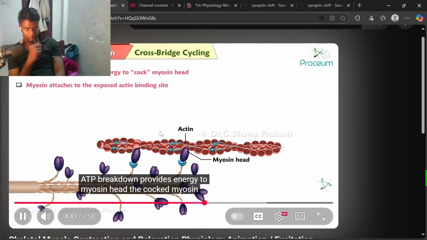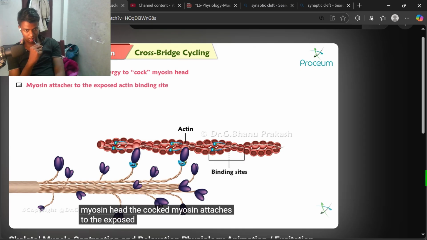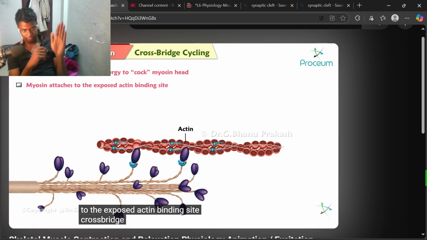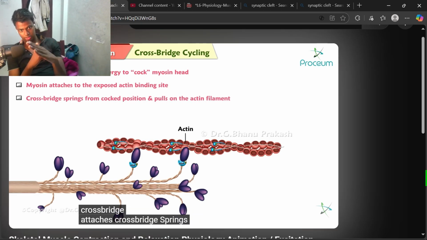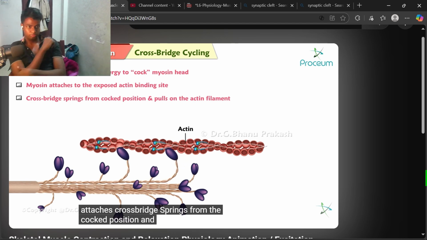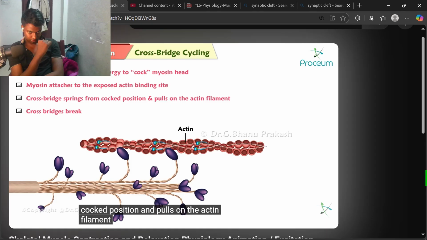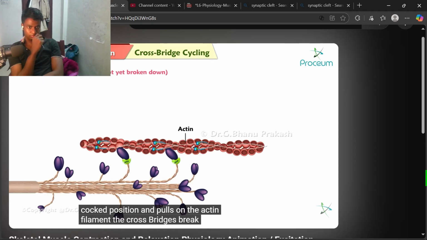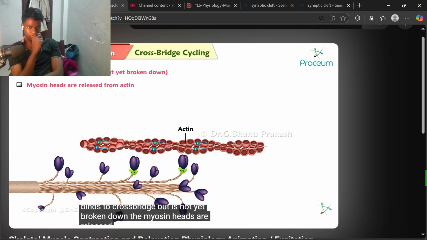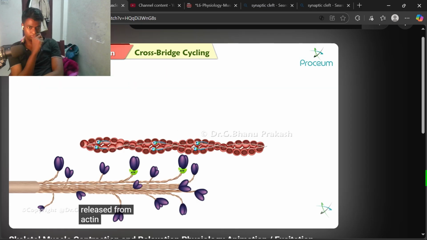The cocked myosin attaches to the exposed actin binding site. The cross-bridge springs from the cocked position and pulls on the actin filament. The cross bridges break. ATP binds to the cross-bridge but is not yet broken down. The myosin heads are released from actin. As long as calcium ions are present, this continues until the muscle fiber is fully contracted.